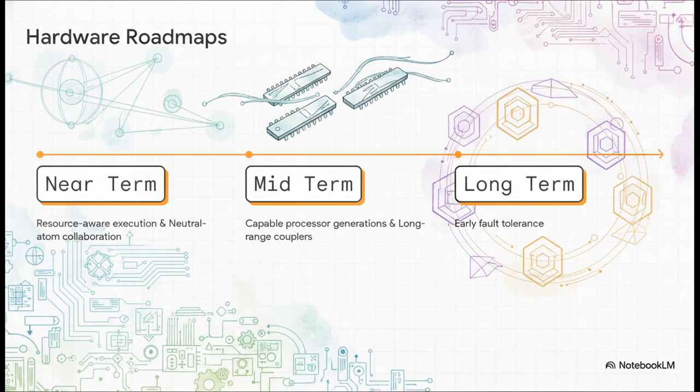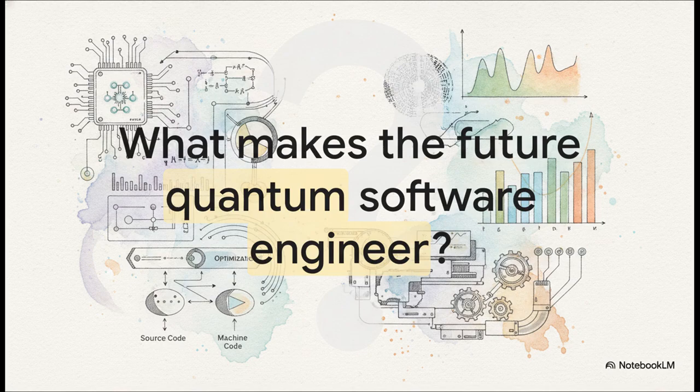When we look at source-reported hardware roadmaps, we definitely have to navigate carefully and avoid getting caught up in the hype. In the near term, the focus is squarely on resource-aware execution and exploring platforms like neutral atoms. Looking to the midterm, we are seeing the development of more capable generations and long-range couplers, like IBM's experimental architectures designed to connect non-adjacent qubits. This is all meticulously building towards the long-term goal of early fault tolerance. The software stack is frantically trying to build the resource estimators and error decoding loops required to actually make this timeline a reality.